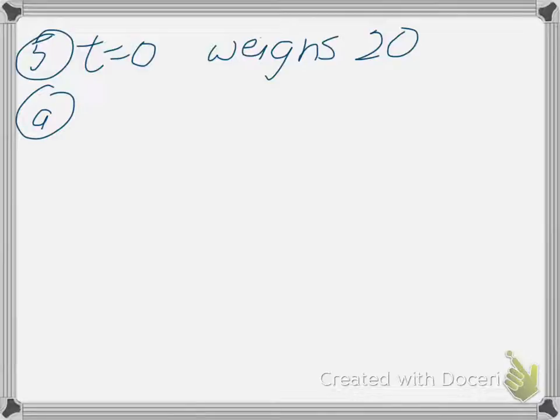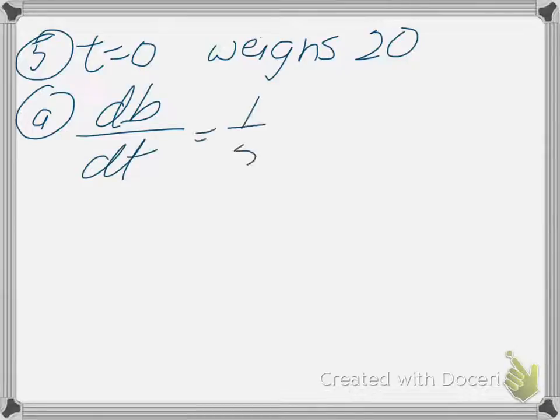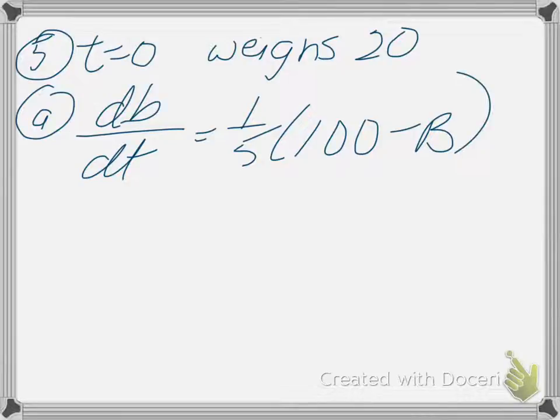Is the bird gaining weight faster when it weighs 40 or when it weighs 70? So what you need to do is figure out the rate at which it's gaining weight. So the rate at which it's gaining weight would be the derivative of the function, which they give you. So this is the rate at which it gains weight. Okay, so how fast is the bird gaining weight when it weighs 40? So let's put 40 in there.